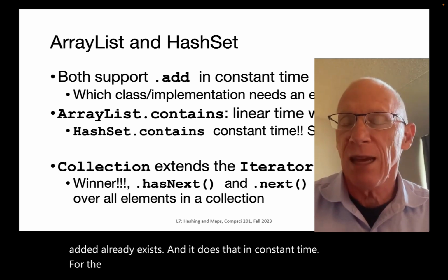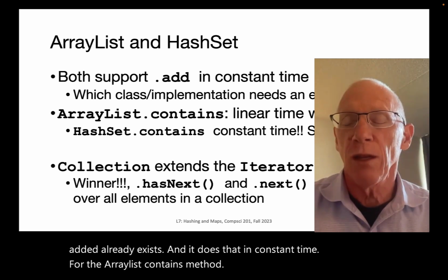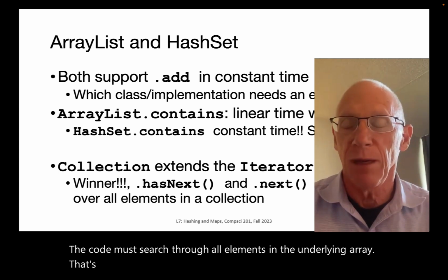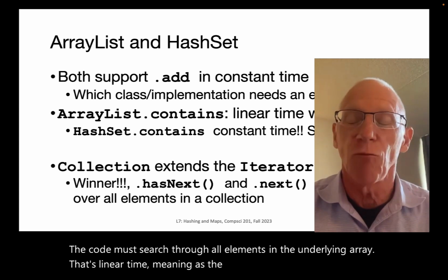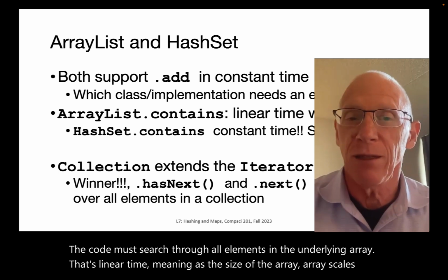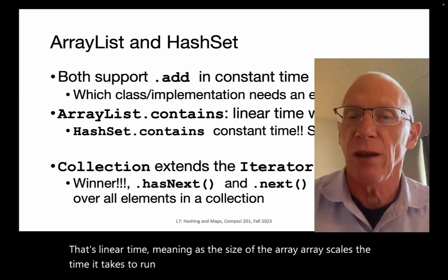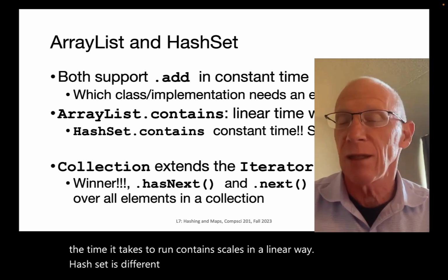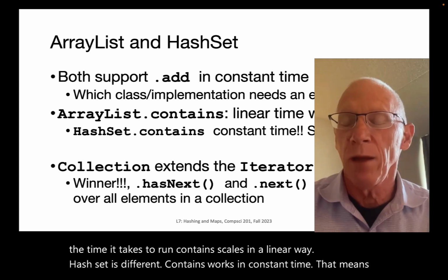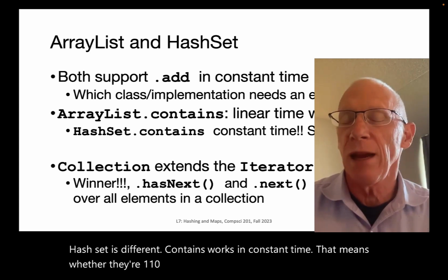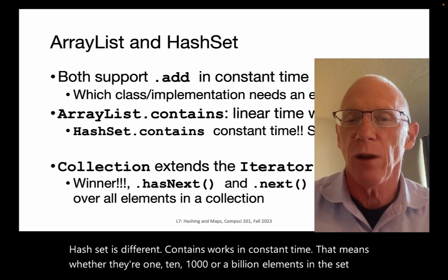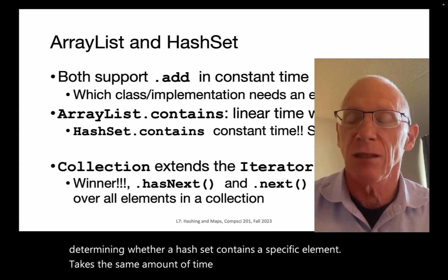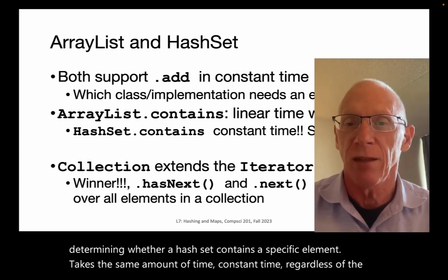For the ArrayList contains method, the code must search through all elements in the underlying array. That's linear time, meaning as the size of the array scales, the time it takes to run contains scales in a linear way. HashSet is different. Contains works in constant time. That means whether there are 1, 10, 1,000, or 1 billion elements in the set, determining whether a hash set contains a specific element takes the same amount of time, constant time, regardless of the size of the set.